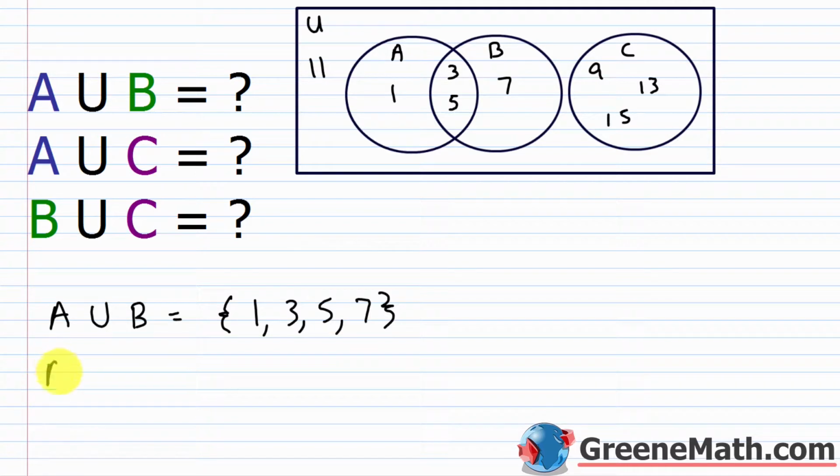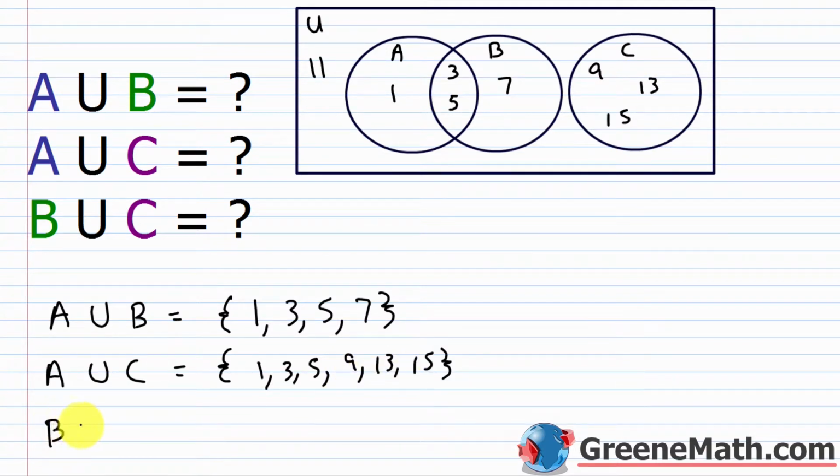Then if I want A union C, what is that? Well, that's 1, 3, 5, and then 9, 13, 15. And then B union C is what? We have 3, 5, 7, and then 9, 13, 15.